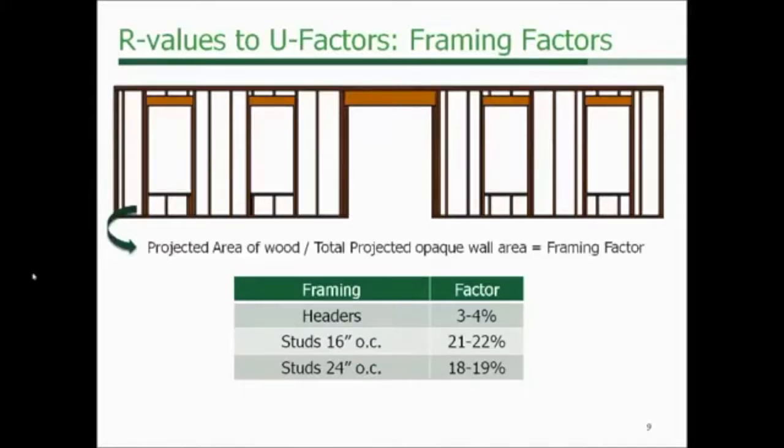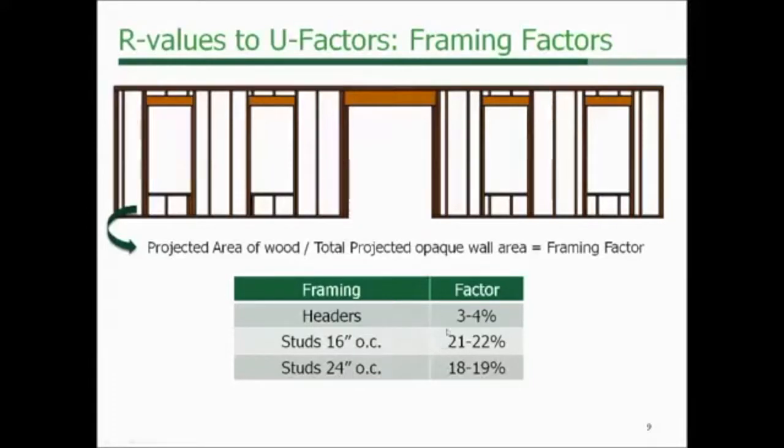The framing factor by definition is the projected area of wood divided by the total projected opaque area of the wall. So it's just the opaque area. All these windows and things like that don't count in the denominator. Now, a framing factor is based largely upon a study that ASHRAE did that surveyed typical construction. They found that headers come out to be about 3 to 4%. If you're doing studs 16 inches on center, they're 21 to 22%. Studs 24 inches on center, 18 to 19%.